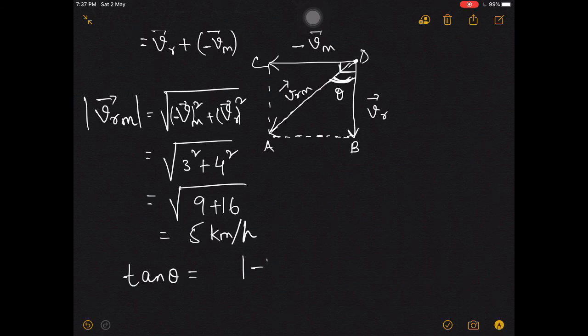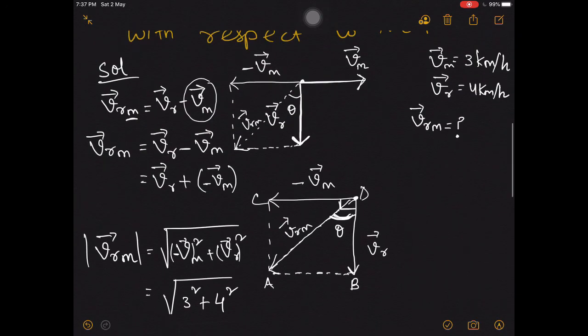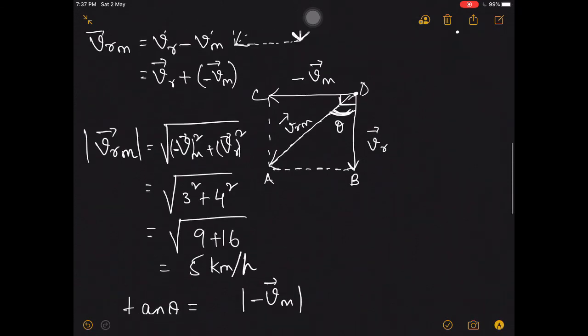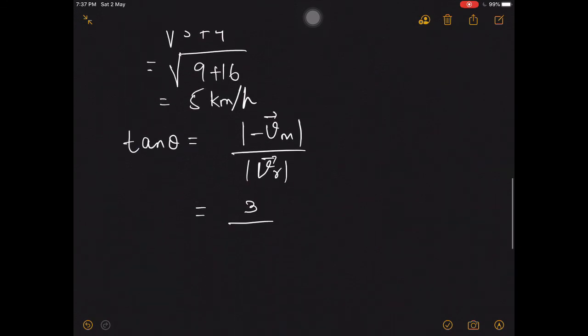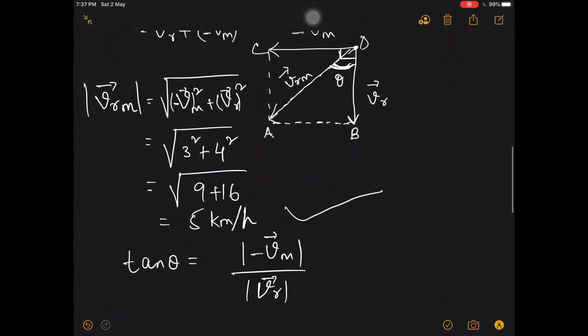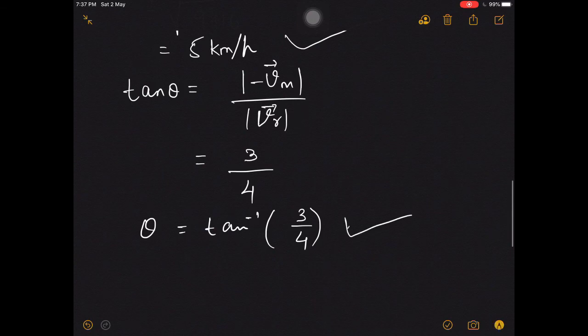So it is the magnitude of minus Vm vector by base, which is the magnitude of Vr vector. How much is your Vm vector? Let's check. Yes, it is 3. So tan theta is 3 by Vr, which is 4. So tan theta is 3 by 4, and theta is tan inverse of 3 by 4. So this is my answer. Along with the magnitude here, I will have to write the angle also.